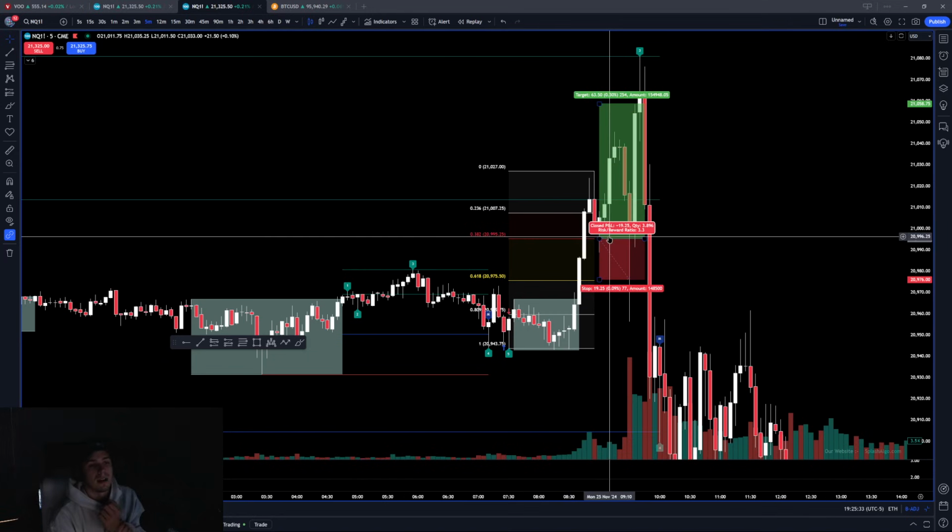Again, it does work better on more of expansion days. It doesn't work as good on rangy days. It's called the expansion model.